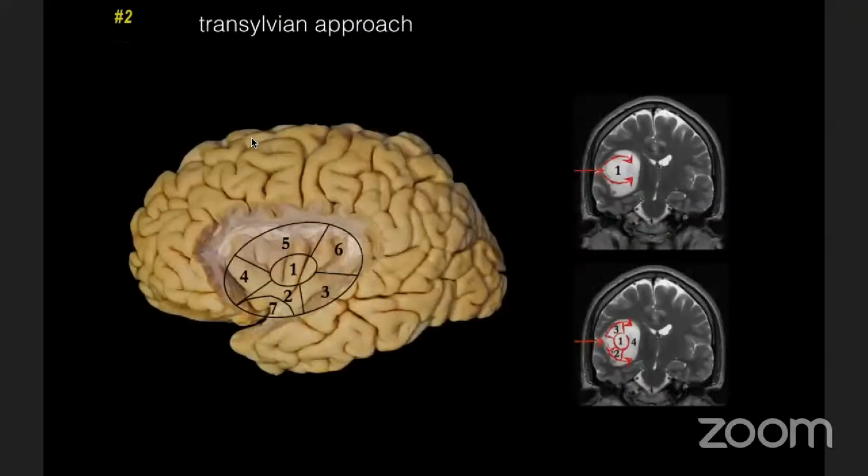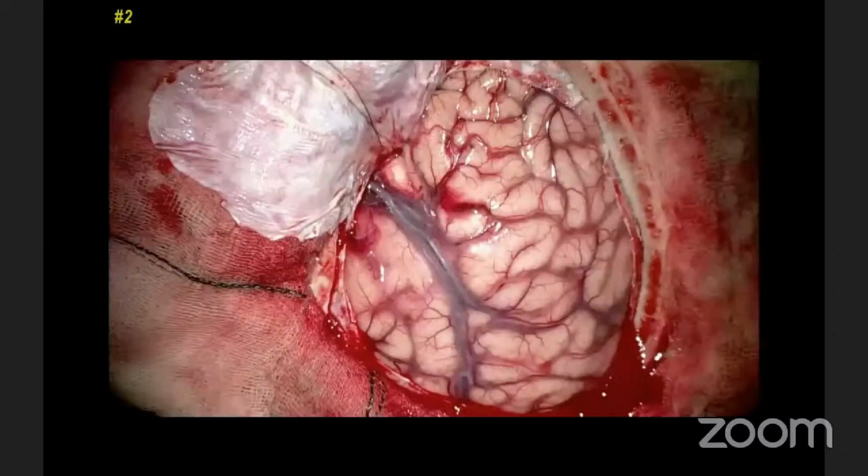So which is the main philosophy of the transsylvian approach for these purely insular tumors? First of all, the tumor itself has splitted partially the sylvian fissure. So we are going to be very, very close to the tumor itself. Secondly, what we will do once we expose the tumor will be a huge central debulking in order to then expose the perinsular sulci.